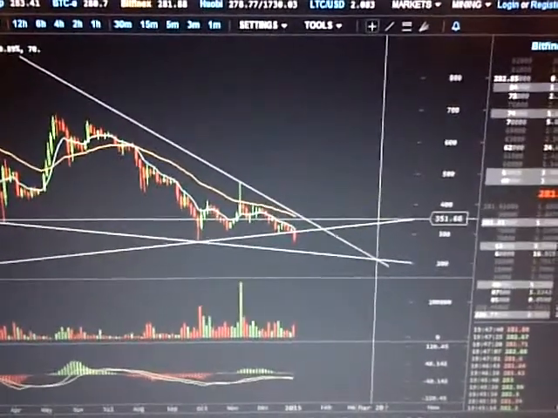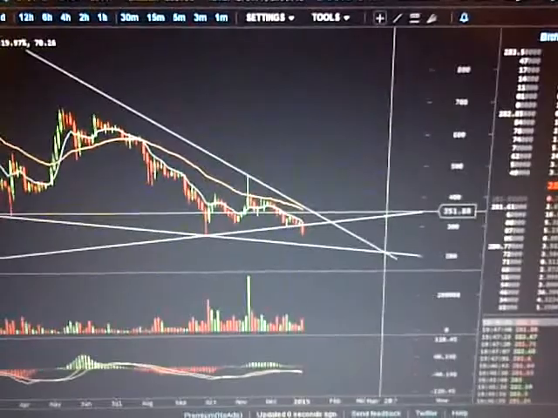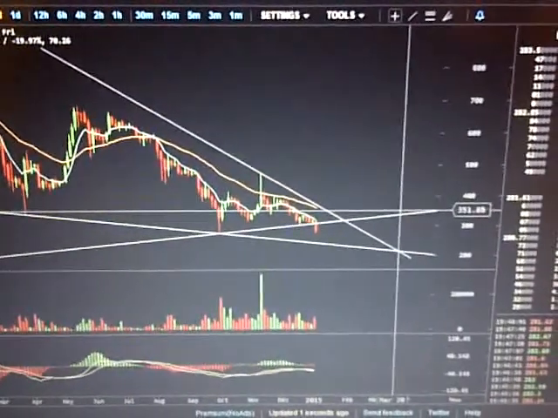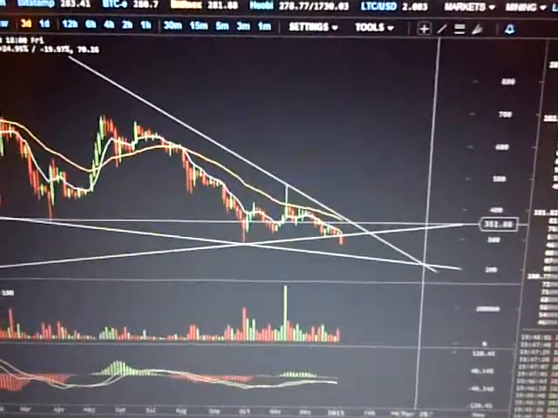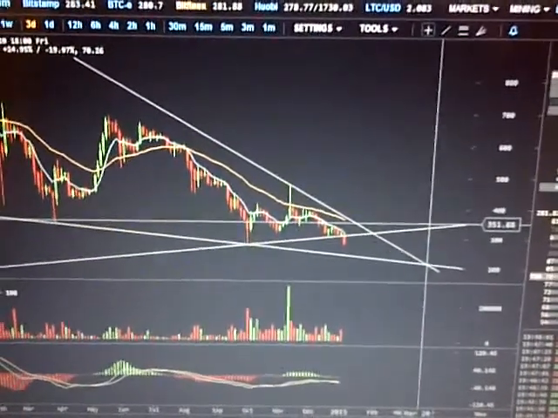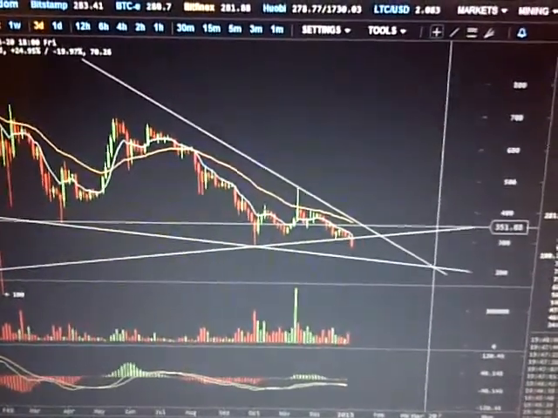So, anyways, I'm going to keep this episode short. That was my chart analysis. It's a long-term chart analysis, not a short-term chart analysis. This is what I'm looking at.